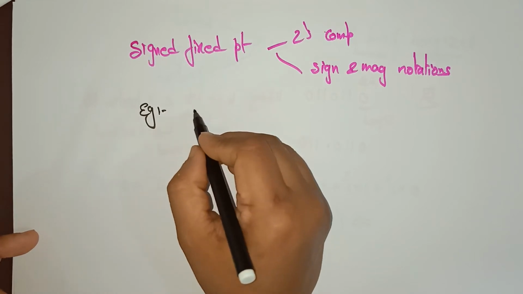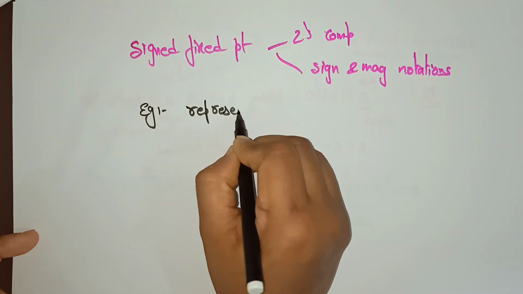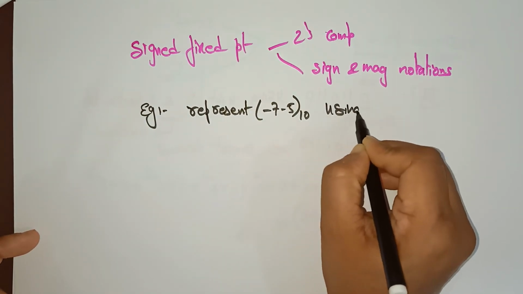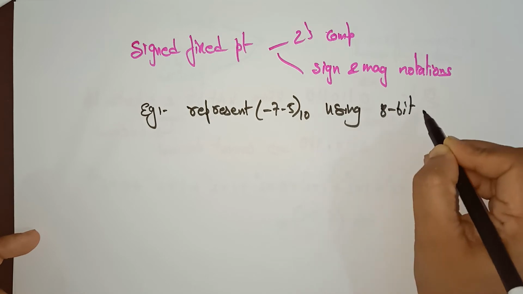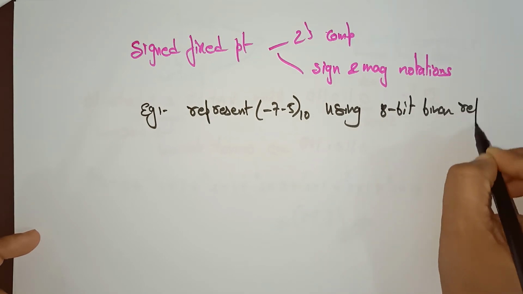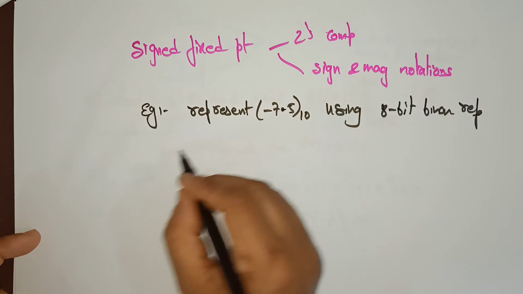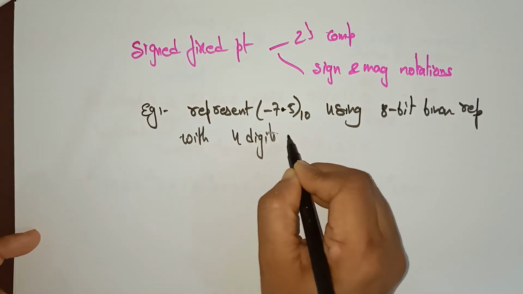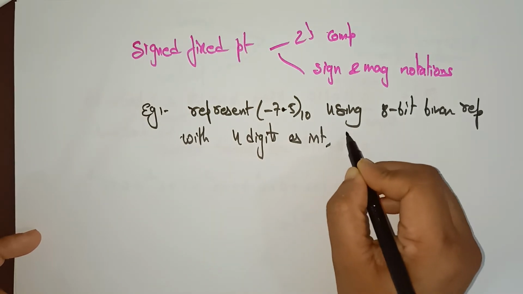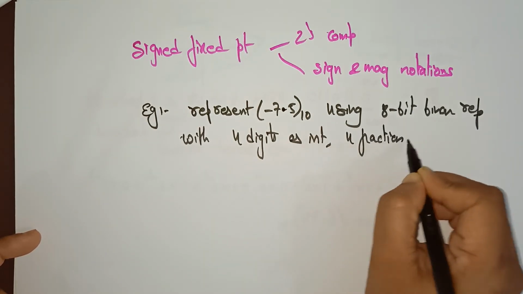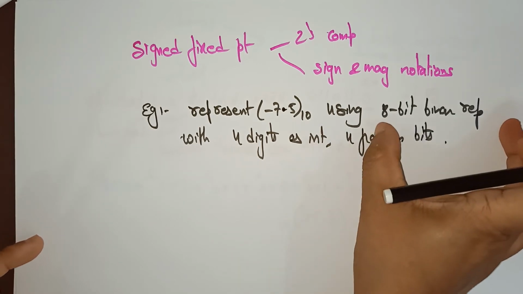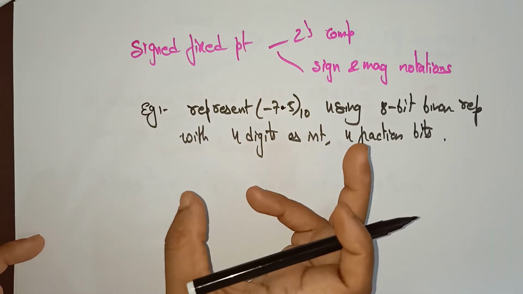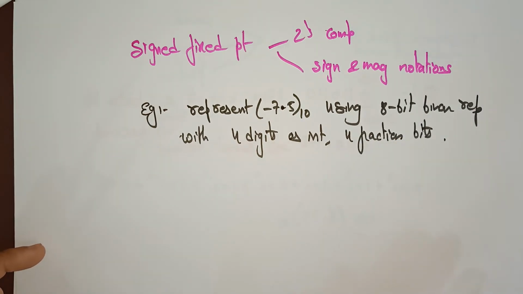So let us consider an example. I want to represent minus 7.5 to the base 10 using an 8-bit binary representation, with the condition given: 4 digits as integer and 4 as fraction bits. So the 8-bit number consists of a total of 8 bits, in which 4 bits are the integer part and 4 bits are the fraction part.